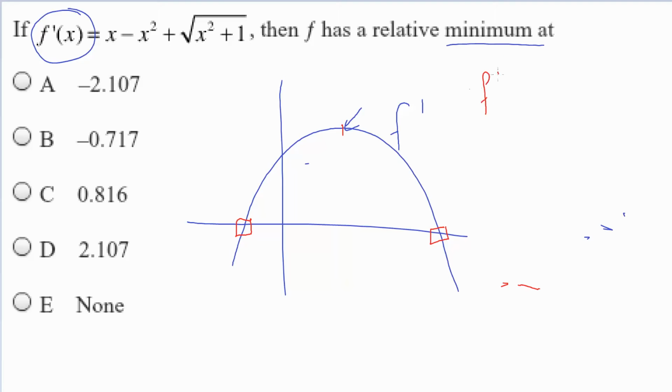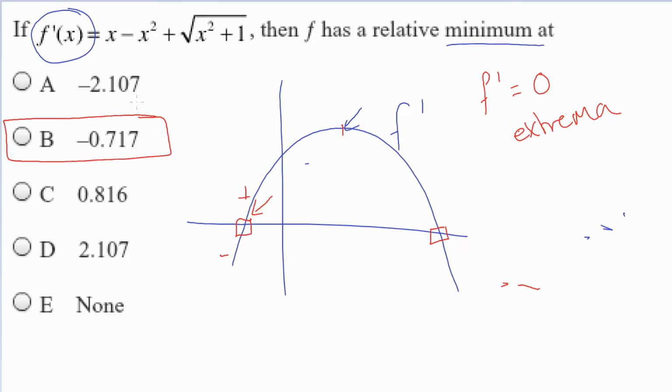So when the derivative equals 0, that's when we have our extrema. So it's either going to be here or here. And because we're looking for a minimum, we want to go from negative to positive. So the only option for a minimum would be here. And if we use our calculator and go second calculate zero, we should get that guy right there.